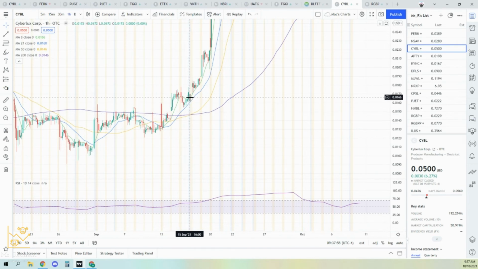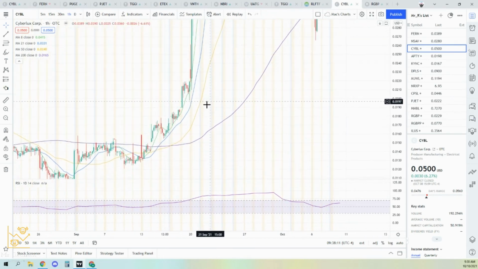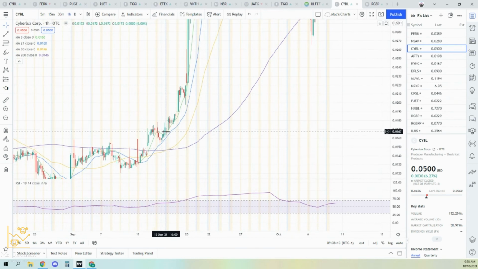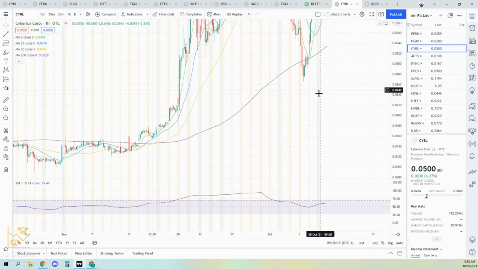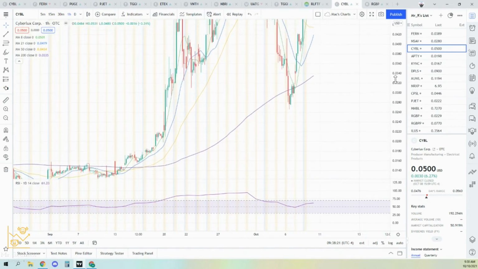It bounces off here. That means it had a lot of support buys. People really wanted this to stay above the 21. So people were buying in this area right here, making sure that this downward cross did not happen. Okay. Golden cross happened because of that. And as you know, golden cross is a long-term bullish indicator. It's called a golden cross for a reason.